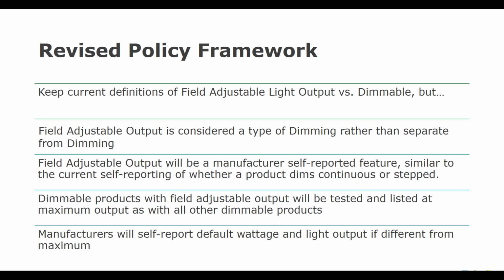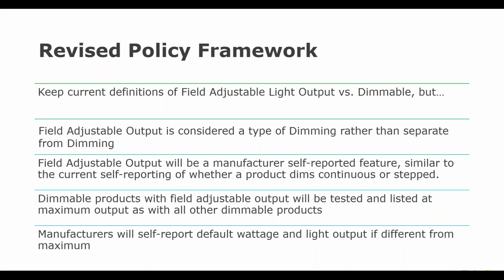One of the changes here with this revised proposal, though, is that these field adjustable light output products are now going to be listed at their maximum wattage and light output. In some sense, that's sort of a worst case, at least in terms of wattage. There was a concern as we were developing this initial policy from manufacturers and other stakeholders that their default configuration for these field adjustable products is not at their max output. It's some setting that's lower. And so there was a desire to list them at the default setting.